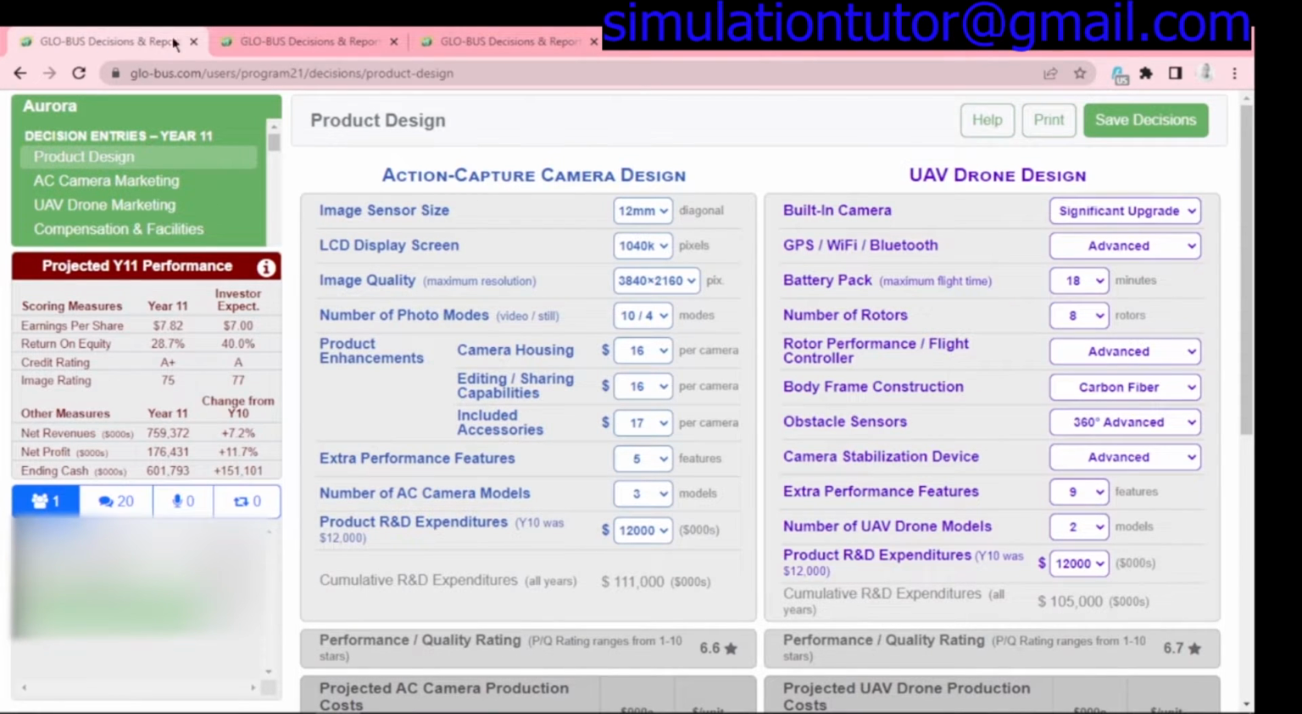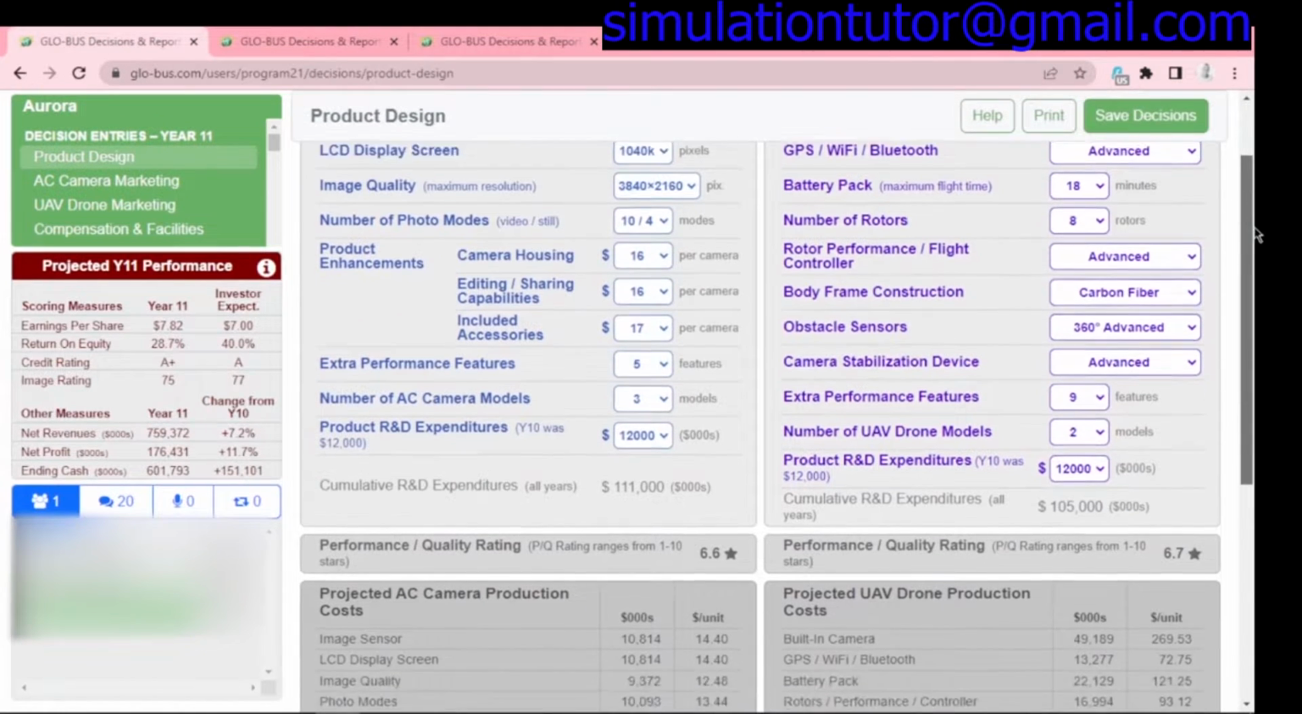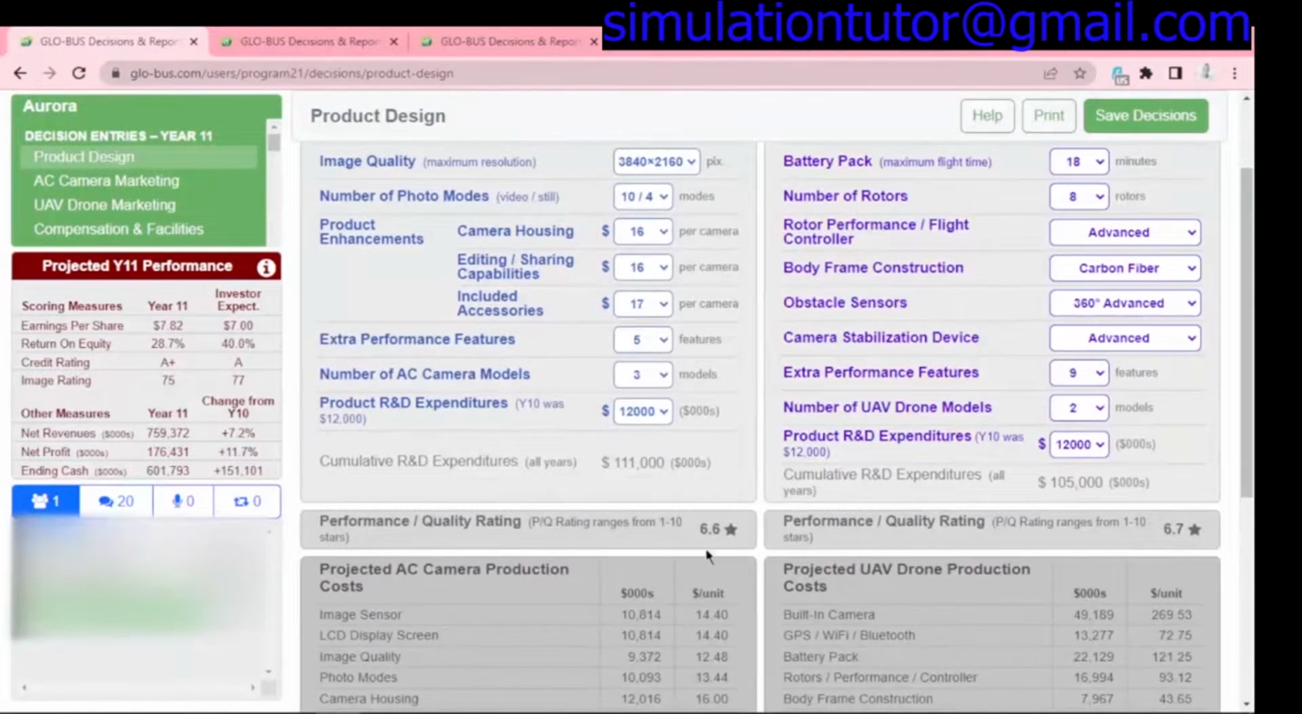So from my evaluation, I realized that the companies are outdoing us. I had a PQ rating of about 7. So I don't want to compete with them directly, pushing my PQ rating to about 7, but I want to choose a PQ rating of about 6.7 because I think I'm adopting the differentiation strategy.